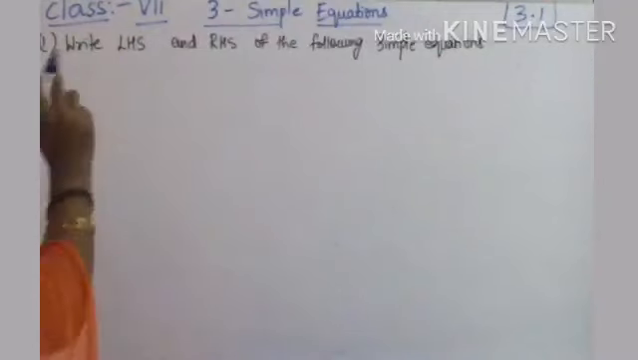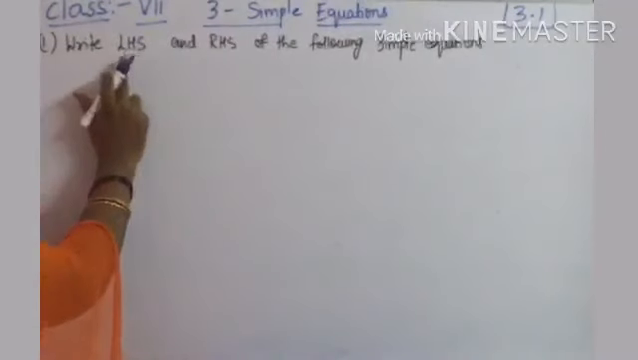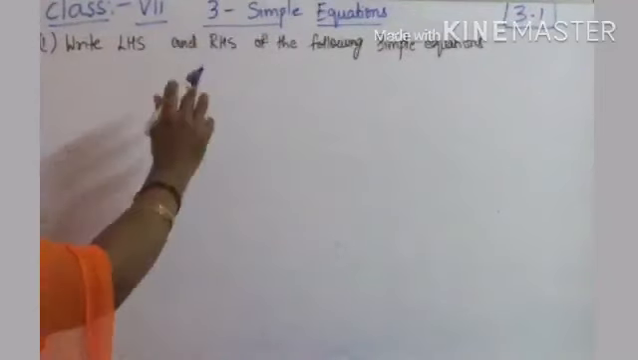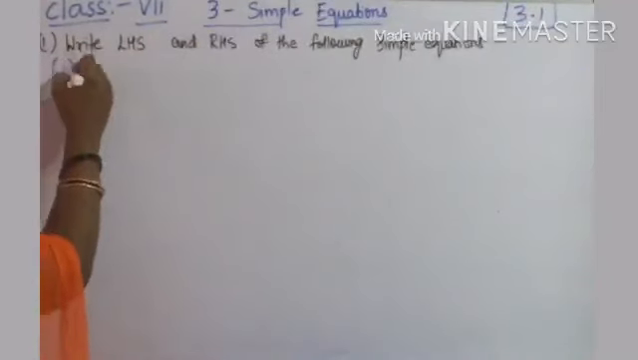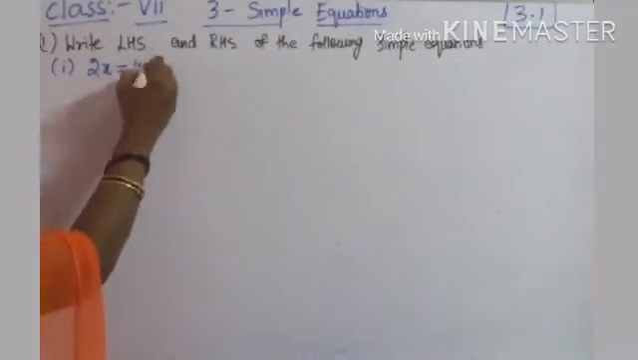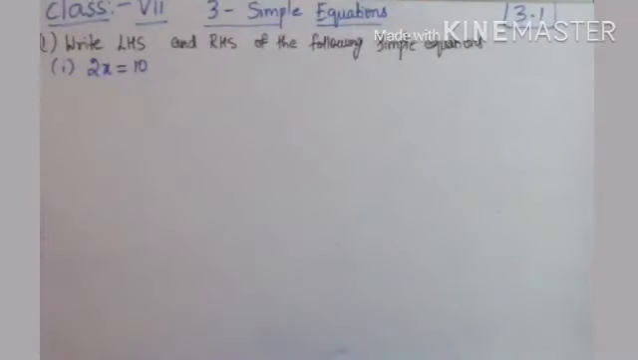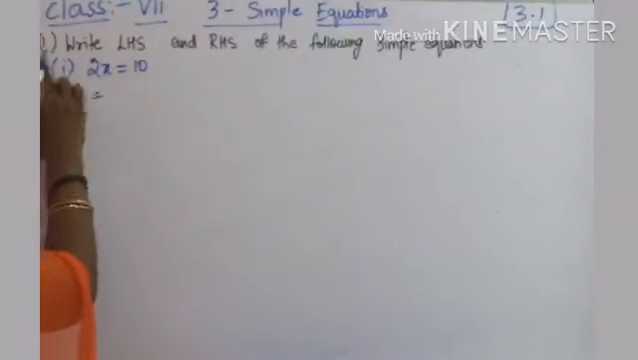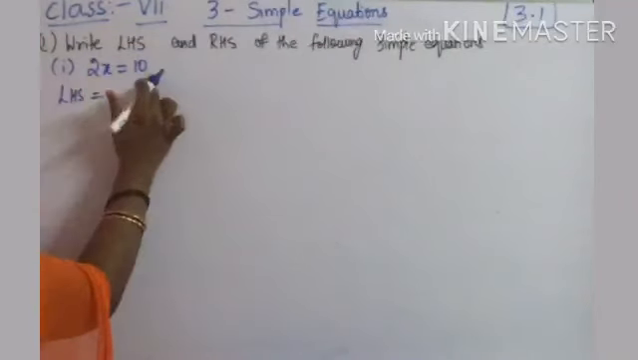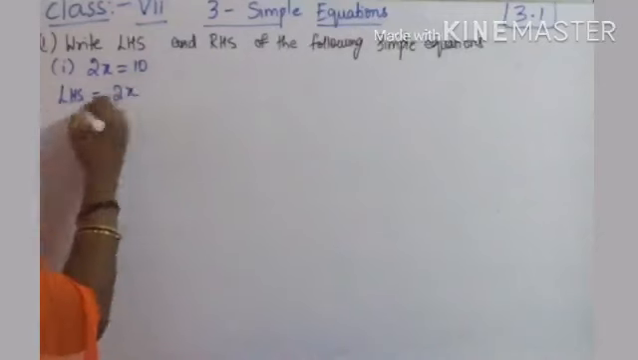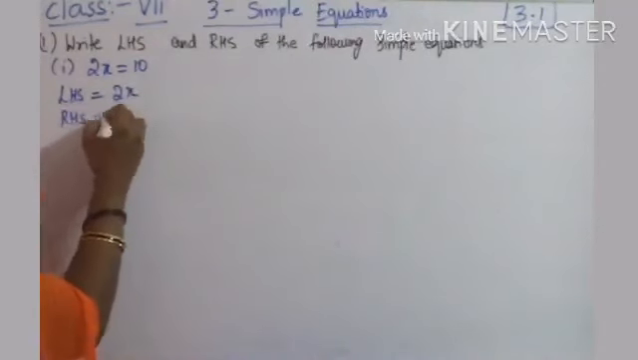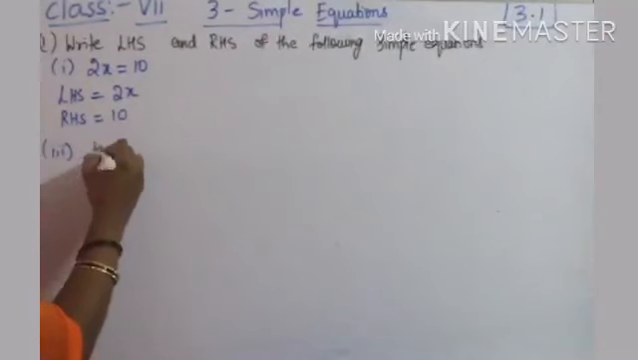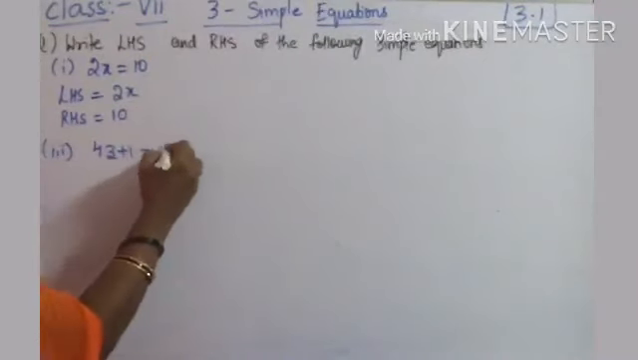They are asking LHS. What is meant by LHS, children? Left hand side. RHS means right hand side. They gave the first one as 2x equal to 10. In this, they are asking you to write which is LHS and which is RHS. So LHS is what here? This is the left hand side and this is the right hand side. So LHS is 2x. And what about RHS, children? 10. Similarly, one more I am taking, 4z plus 1 equal to 8.